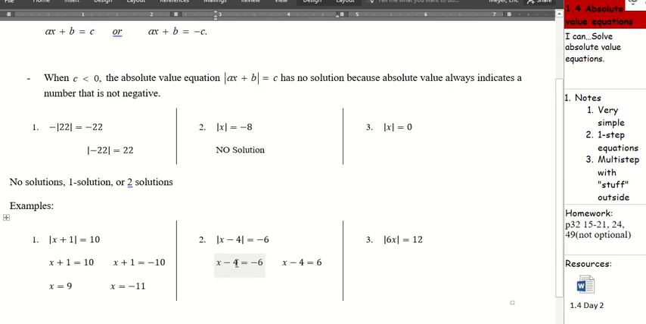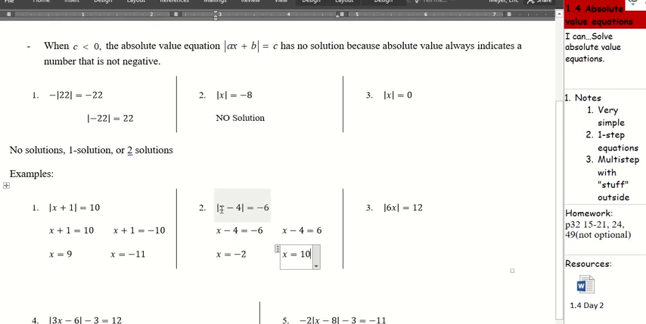If I add 4 to both sides, I get x equals negative 2, and I get x equals 10. Now let's check our answer. If I plug in negative 2 here, negative 2 minus 4 is negative 6. The absolute value of negative 6 is positive 6. Wait a second, positive 6? I wanted to get negative 6 out. Let's check our other one.